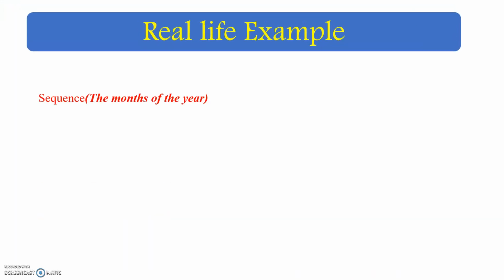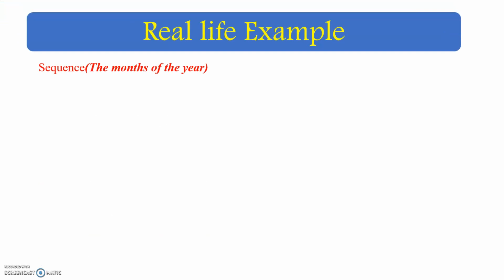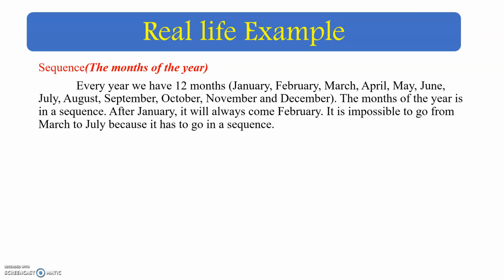Next we are going to see a real life example of a sequence: the months of a year. Every year we have 12 months, January to December. The months of the year are in a sequence. After the first month we have the second month, after the second month we have the third month. Likewise, each month is related to the previous month. Therefore the months of the year are a good example for a sequence.